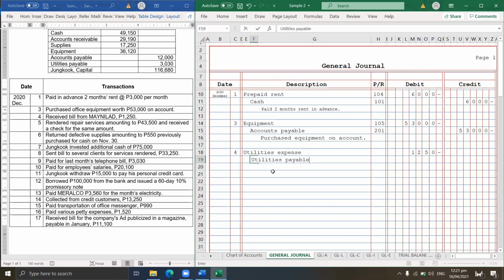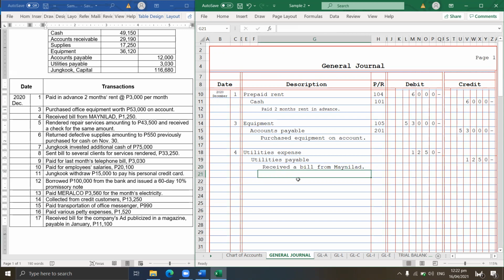Okay? Class, kapag walang utilities payable, pag hindi pa nabayaran, you can use accounts payable. Pero here kasi we have utilities payable, so let's use the more specific account title. Okay? So ayan po, 1,250. Okay? So let's put a short description. Received a bill from Maynilad.